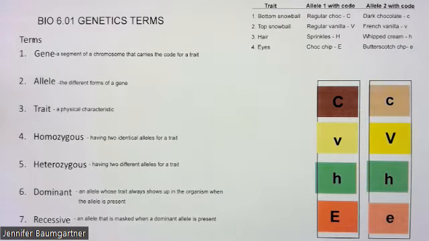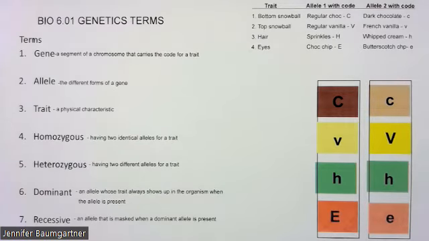So what we're going to do in this video is talk about these genetic terms: gene, allele, trait, homozygous, heterozygous, dominant, and recessive, because these are terms that we're going to use extensively throughout the next chapter or two. Now, we learned in the last chapter that eukaryotic organisms have their genetic material on chromosomes. Humans have 46 chromosomes in 23 pairs, and that can get to be a little bit hard to handle. That's a lot of genetic material.